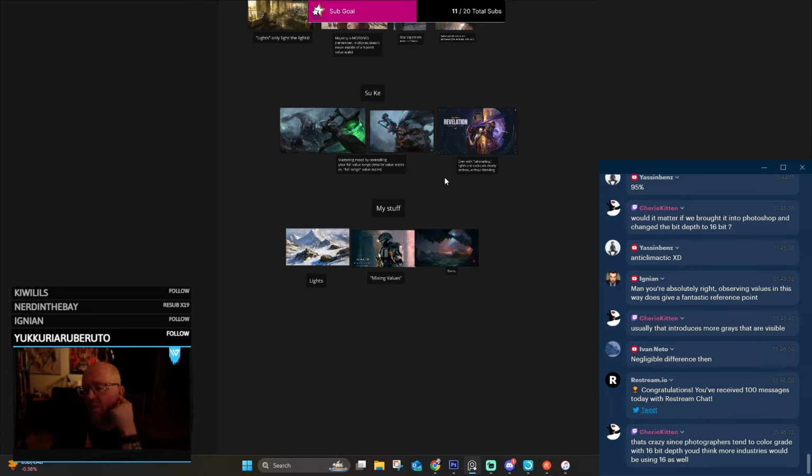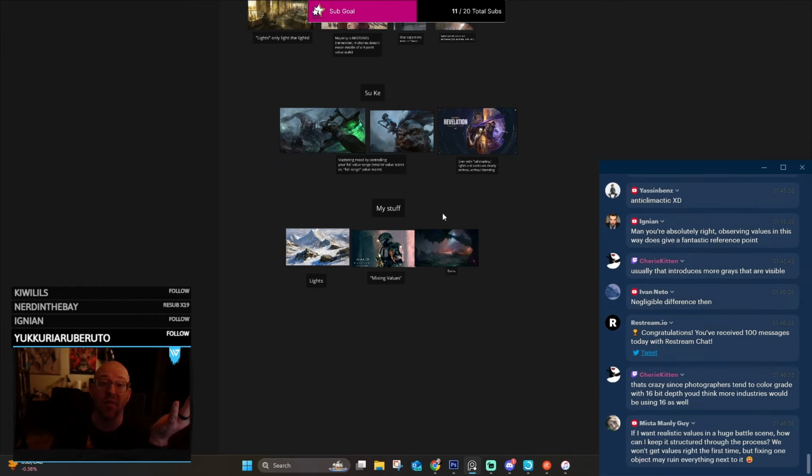Since it's 10 to color grade with 16-bit depth, you'd think more industries would be using it. Well, maybe photographers do. Maybe animation might. I'm not familiar enough with it. But no, because 8-bit keeps the file size down. And whenever you're dealing with CMYK printers, in this regard of tabletop role-playing games and stuff like that, it doesn't matter as much. And in fact, it might actually be cheaper. I don't know how, but it might be.